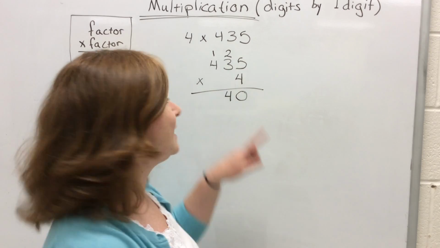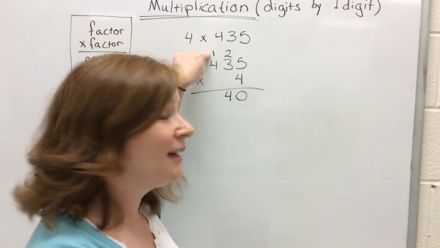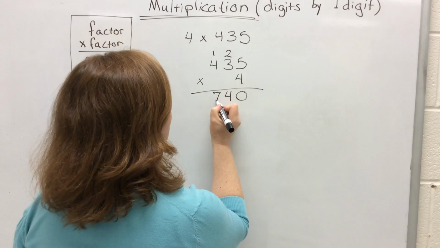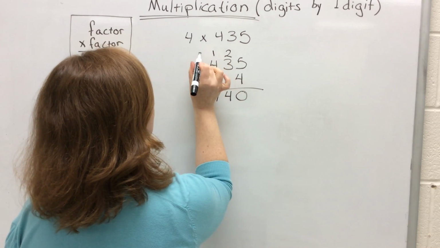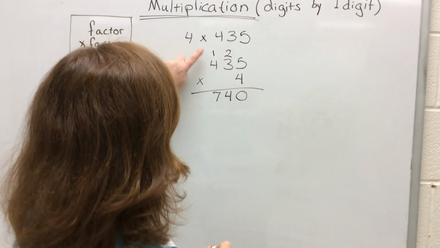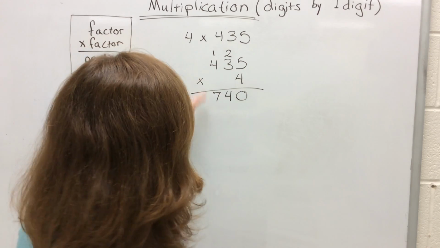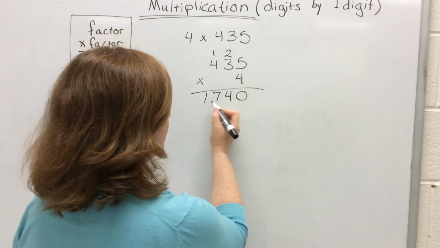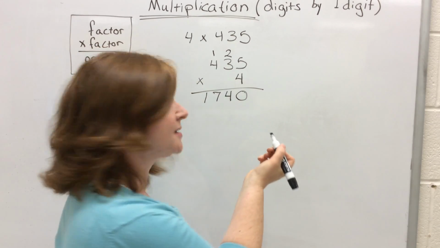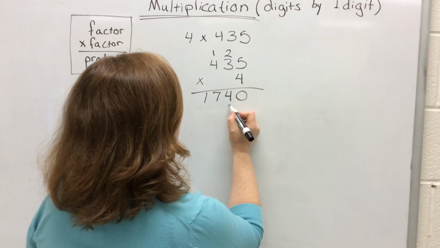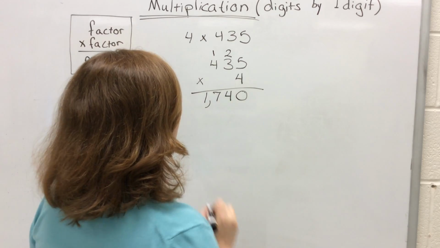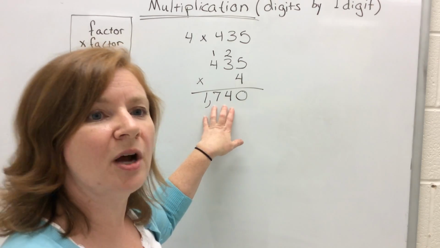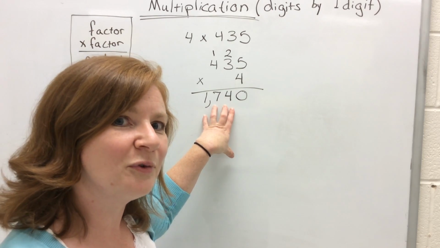4 times 4 is 16. I need to add that 1 more, and I get 17. I can put my 7 from my 17 here. If I were to try and put my 1 from my 17 up here and regroup, it would fall down. There's no digit to hold it up, so it goes down here. I need a comma because I have more than 3 digits in my whole number, so I'll move over 1, 2, 3 digits, and put my comma. My product in this problem is 1,740.